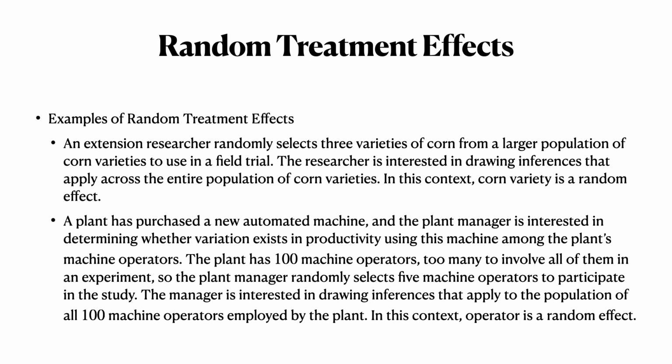As another example, a plant has purchased a new automated machine, and the plant manager is interested in determining whether variation exists in productivity using this machine among the plant's machine operators. The plant has 100 machine operators, too many to involve all of them in an experiment. So the plant manager randomly selects 5 machine operators to participate in the study. The manager is interested in drawing inferences that apply to the entire population of all 100 machine operators employed by this plant. In this context, operator is a random effect.